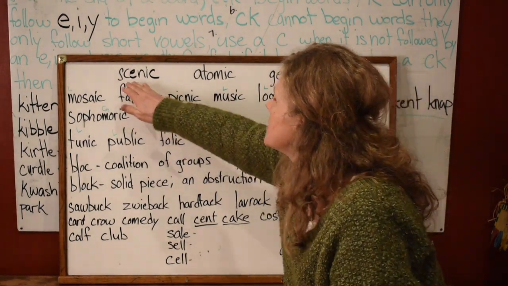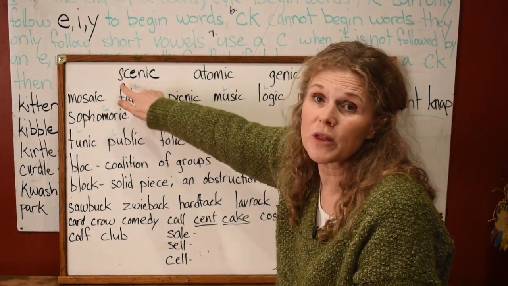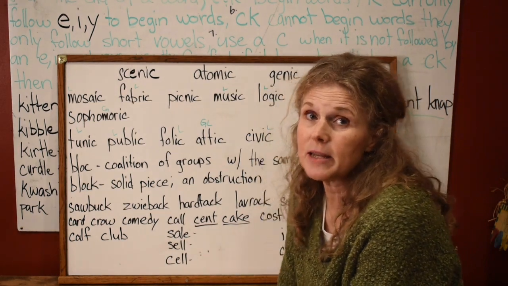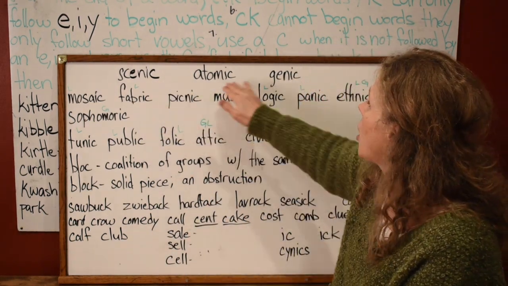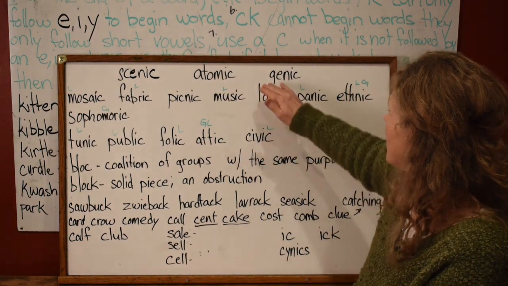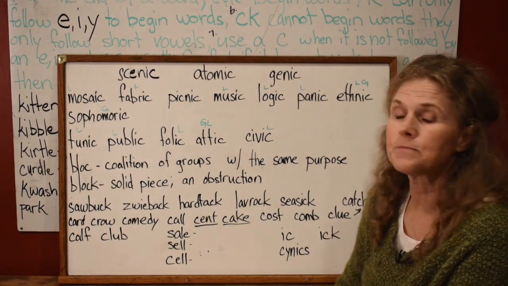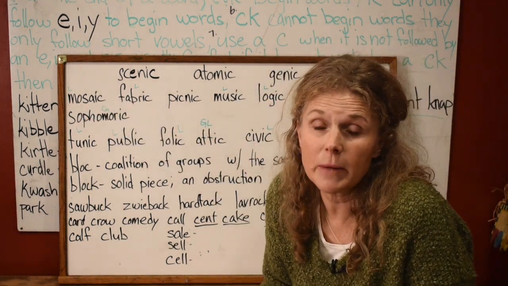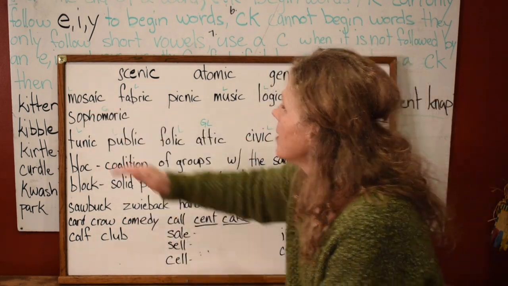Now also in Greek words, they typically save their ick for their suffix. For instance, scenic. Now we know that this is a Greek word because it starts with an SC. And your base word would have been scene, and we dropped the E and added our vowel suffix ick right here. Atomic, genic, see how this is our suffix right here.